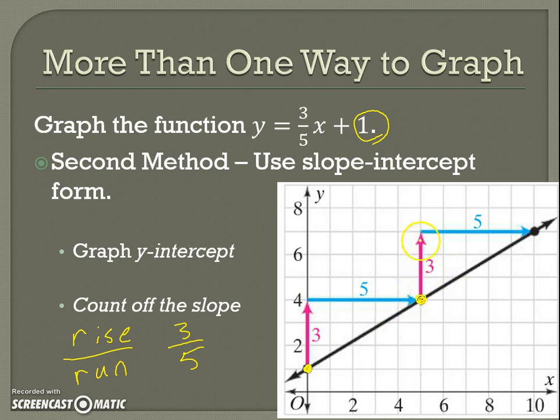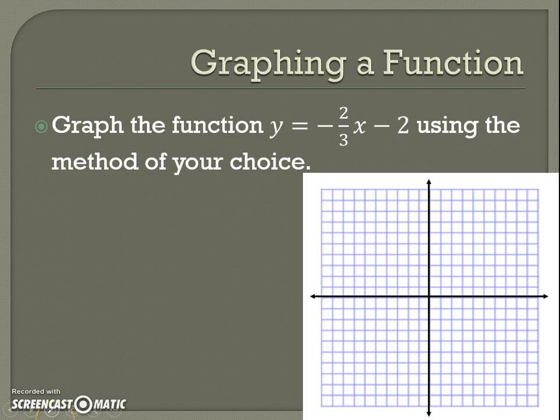I could do it again, rise 1, 2, 3, run 1, 2, 3, 4, 5. There's going to be my next point, and that continues on a straight line. All right, so that's really, really straightforward. Here's one for you to try. Go ahead and pause. You could use the method of your choice.